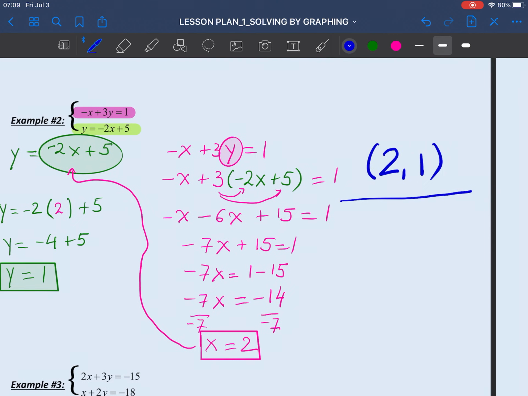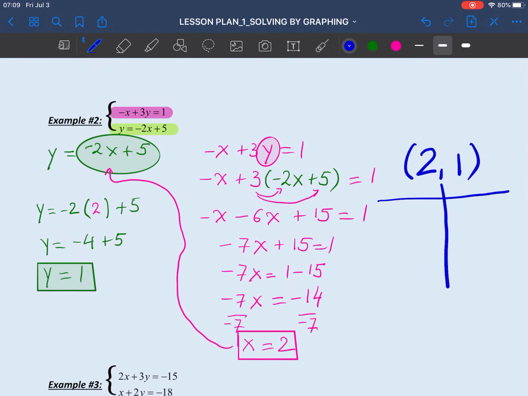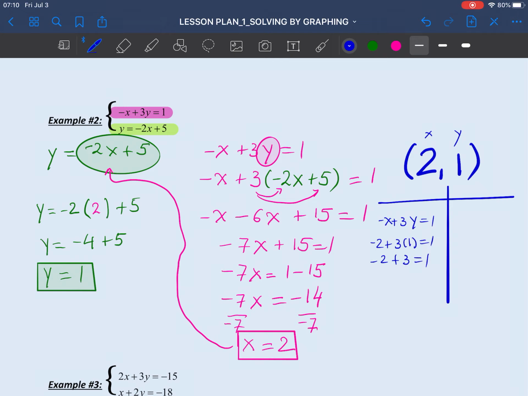Now, if we want to check and see if the solution works for both equations, then we can check the answer. Why not? So the first equation is negative x plus 3y equals 1. So remember, this is x, this is y, so negative 2 plus 3 times 1 equals 1. Negative 2 plus 3 equals 1. 1 equals 1, so we're happy here.